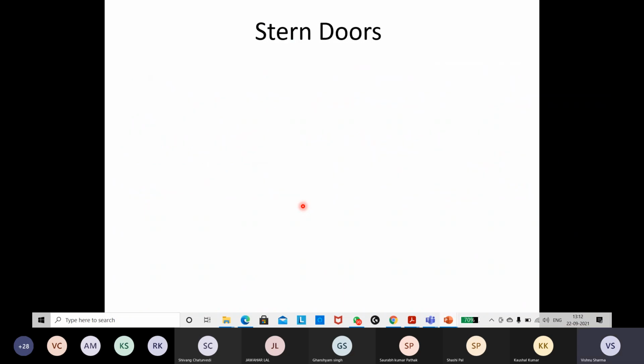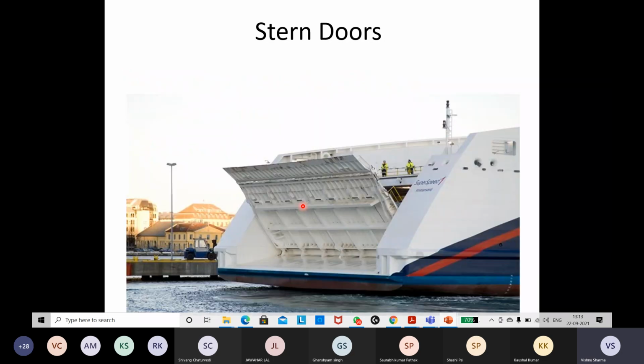Now we come to stern doors. We have to make one diagram there as well, and that will close the topic. Ro-ro vessels may be fitted with stern doors. These stern doors may open downwards. That means they may be hinged down or they may be hinged up. If hinged up, it will open upwards, and if hinged down, it will open downwards. They may be hinged down or hinged up type.